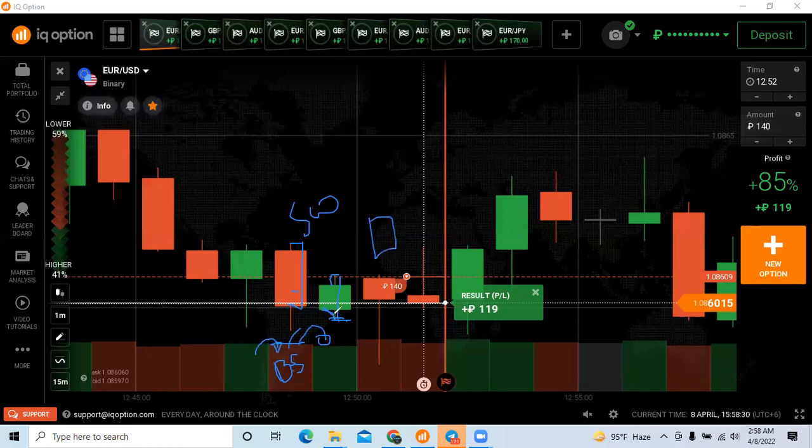Now I see sellers enter from the buyers' area first. Then again buyers fight with sellers, take up. Again in the sellers' area, sellers fight with buyers, take down. This area to this area is full of buyers, but they do not increase their own volume. Right, that's why the next candle goes down.